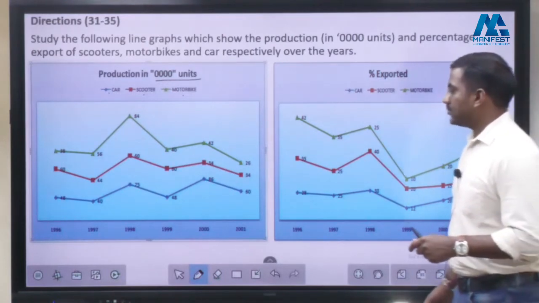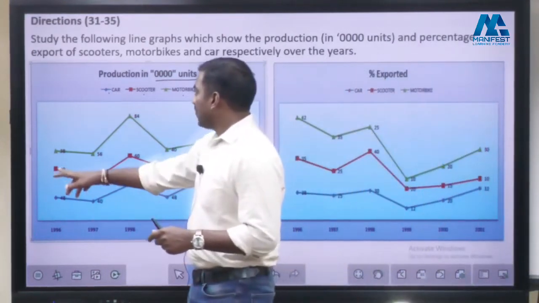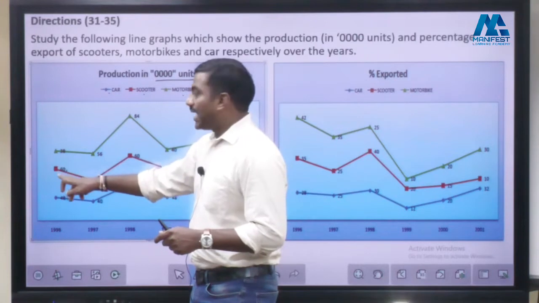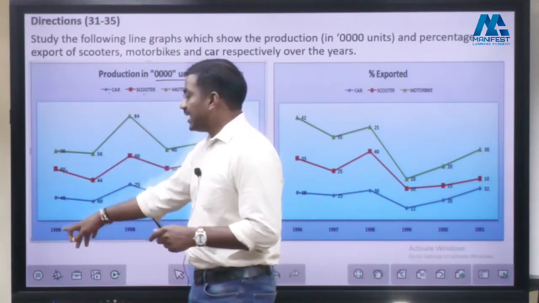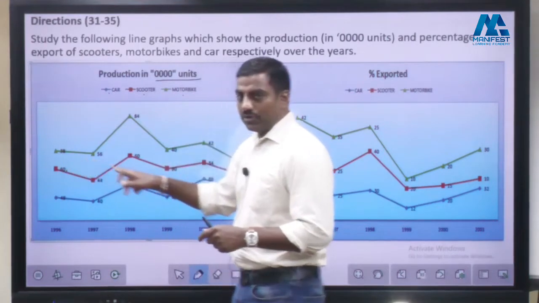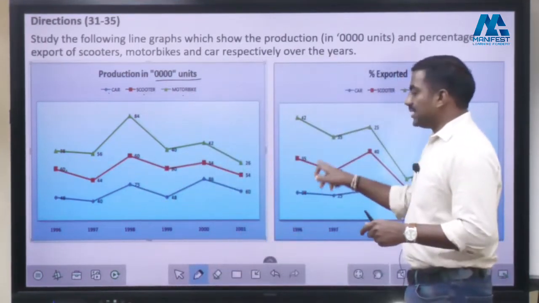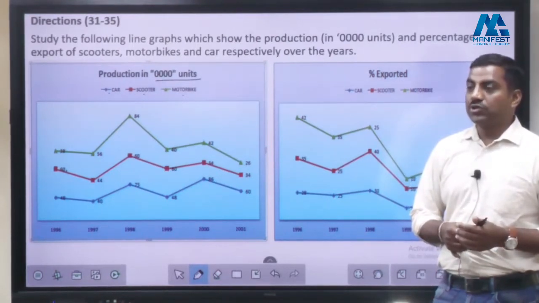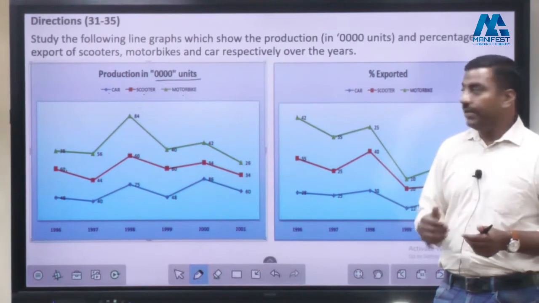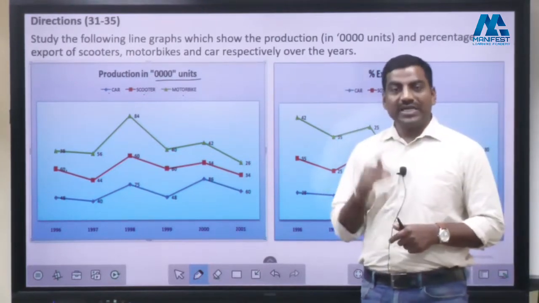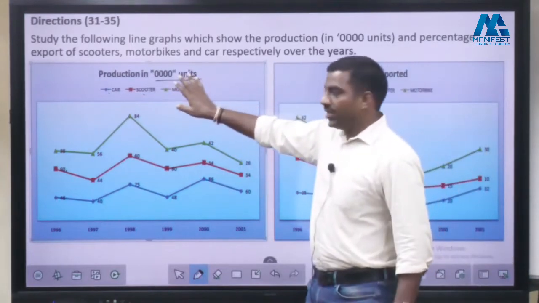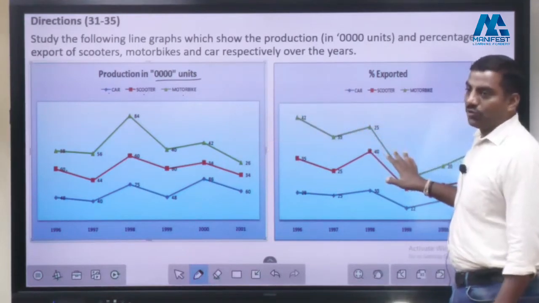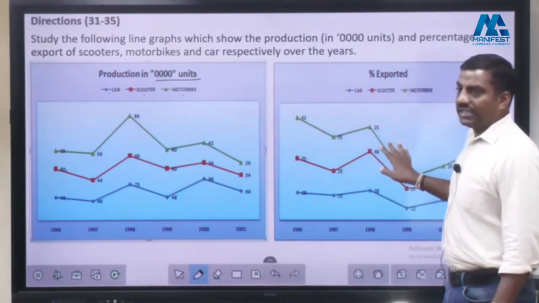For example, here in 1996, if 60 into 10,000, 6 lakh scooters are produced, among them 35% are exported. So that means 35% of 6 lakhs, so that is close to 2,10,000. Those many scooters were exported. So that is the understanding. This is the total production in 10,000s, and this is the part of it which is exported. Done?